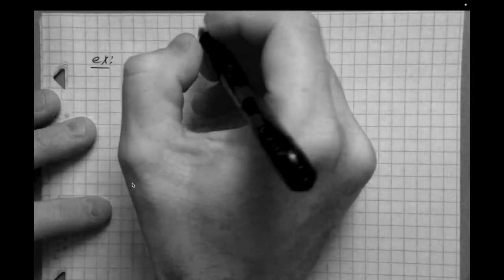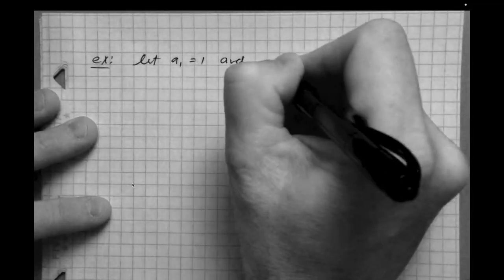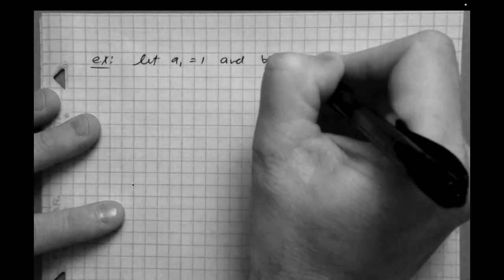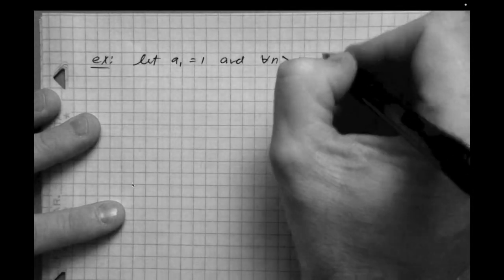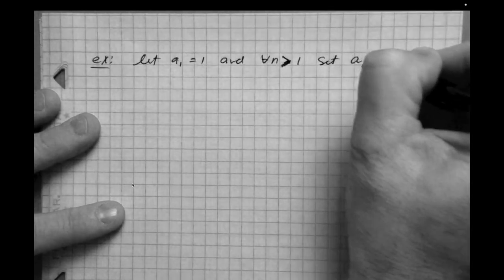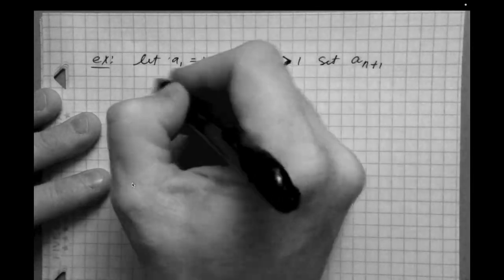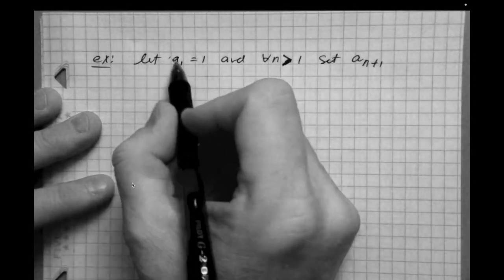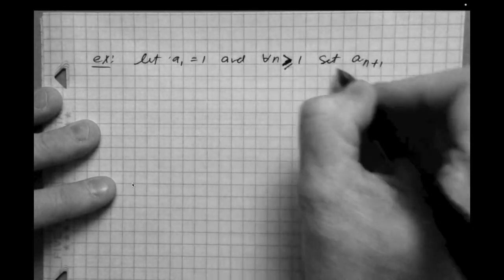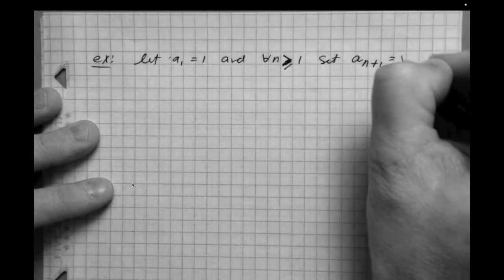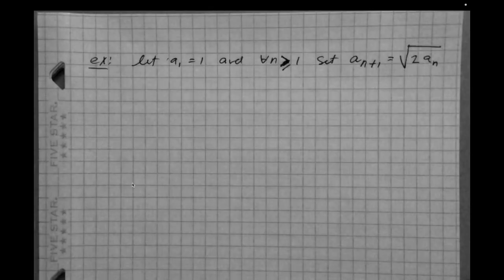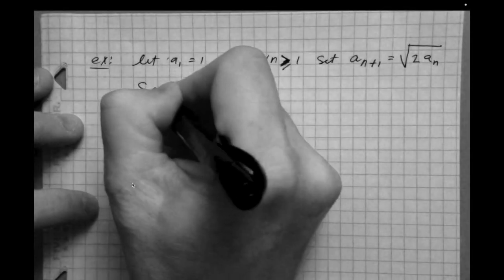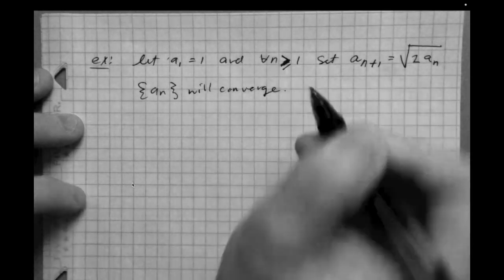Let a sub 1 equal 1, and for all n greater than or equal to 1, we set a sub n plus 1 equal to the square root of 2 times a sub n. Okay, and this sequence will converge.